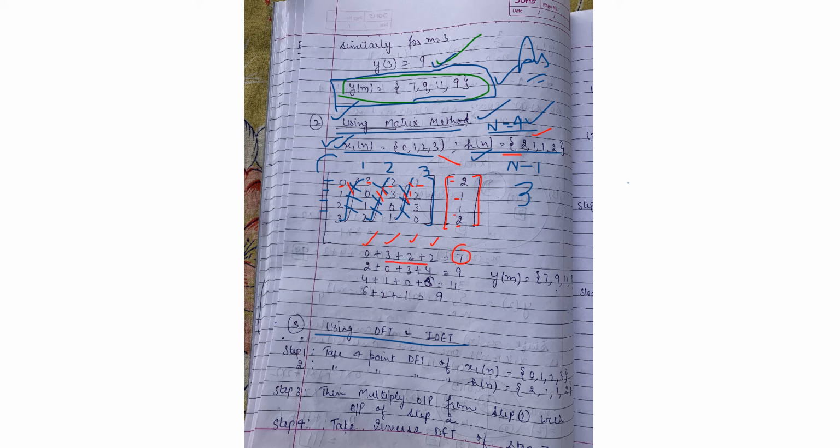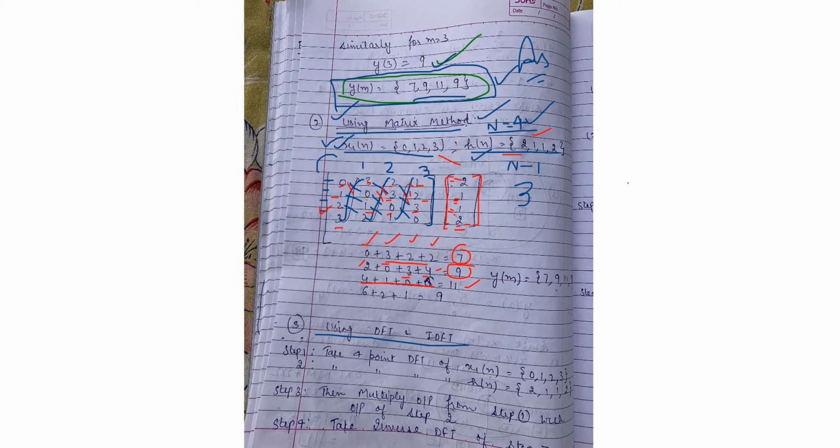Similarly for the second, 1 multiplied by 2 is 2, 0 multiplied by 1 is 0, 3 multiplied by 1 is 3 and 2 multiplied by 2 is 4. The value becomes 9. Similarly for this row, 2 multiplied by 2 is 4, 1 multiplied by 1 is 1, 0 multiplied by 1 is 0, 3 multiplied by 2 is 6. It becomes 4 plus 1 plus 0 plus 6, which means 11.